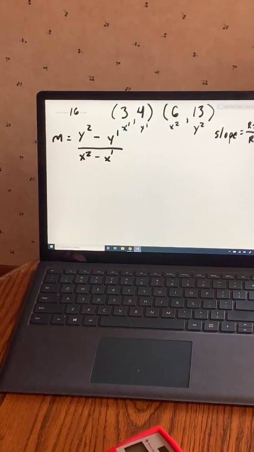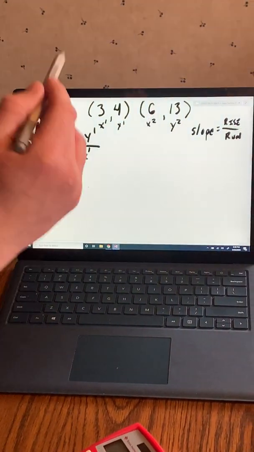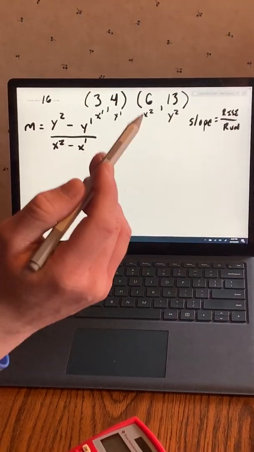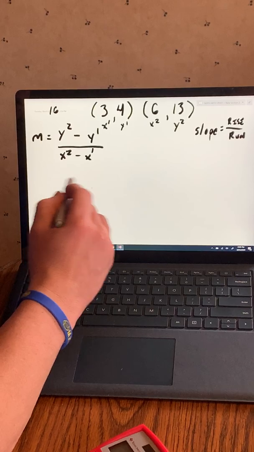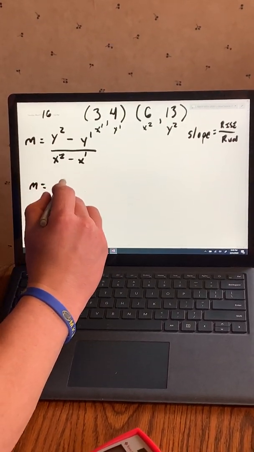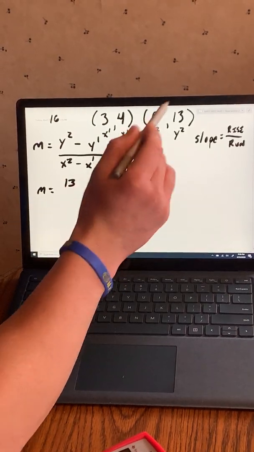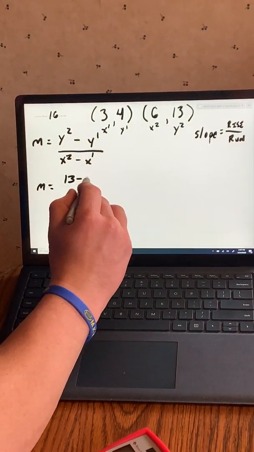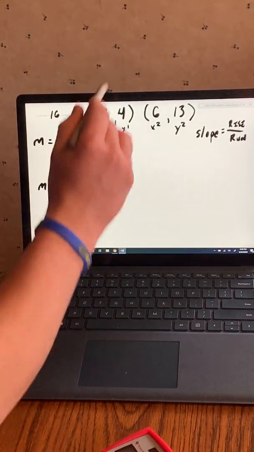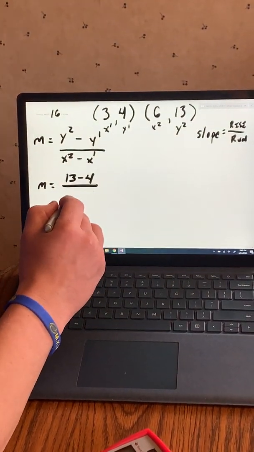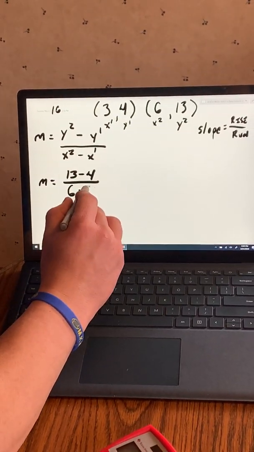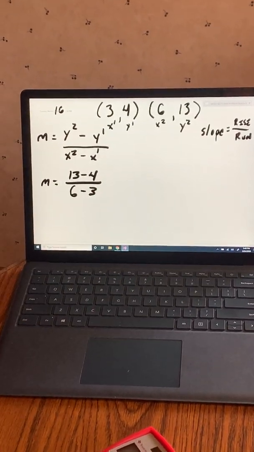We've got to make sure that we set up. There's your point 1, there's your point 2. We're going to find the slope of the line crossing through those points. So let's go ahead and plug in our numbers. M stands for slope. Y2 is 13. 13 minus y1, which is 4, divided by x2, which is 6, minus x1, which is 3. Now you have the problem set up correctly.